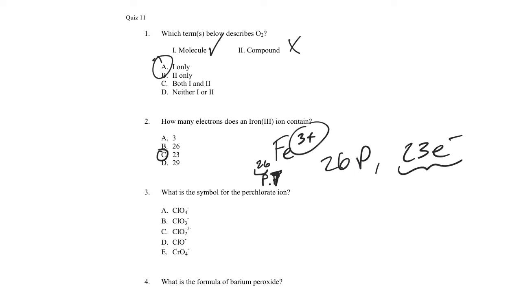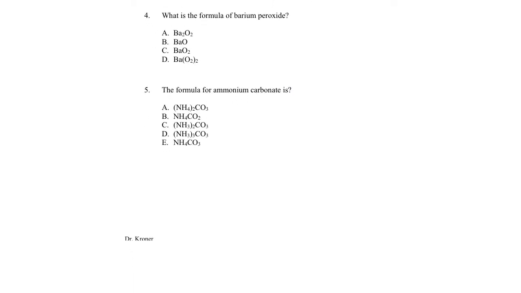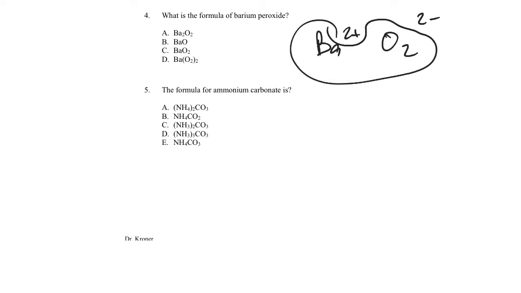So 23 electrons. What is the symbol for a perchlorate ion? So chlorate is ClO3 with the minus, so the perchlorate would be one more O, so it'd be ClO4 minus. So what is the formula of barium peroxide? So barium 2 plus, peroxide is O2 with a 2 minus, so the formula here would be just BaO2.